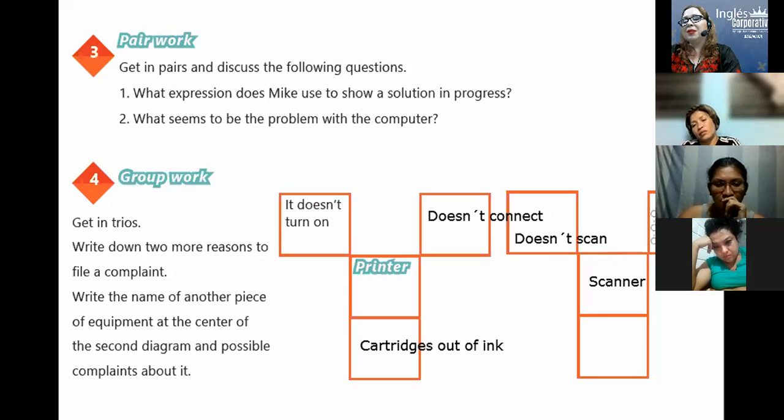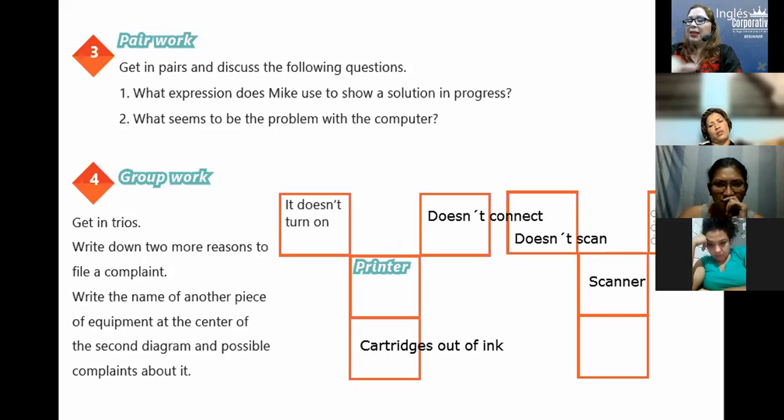Ajá. Tell me. Podría ser también que la impresora que tenemos la usamos por medio de Bluetooth. Entonces, a veces, por sacar la memoria USB, desconectan la impresora. Entonces, ya no se puede imprimir. Podría ser también eso. Pero, okay, like doesn't connect, right? With the Bluetooth could be, right? Okay. Yes, yes. Printer doesn't connect with the Bluetooth. Okay. Thank you, Nestor.